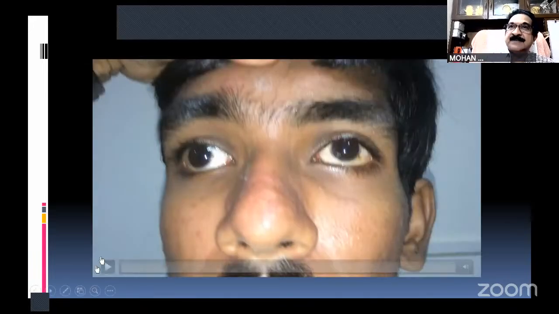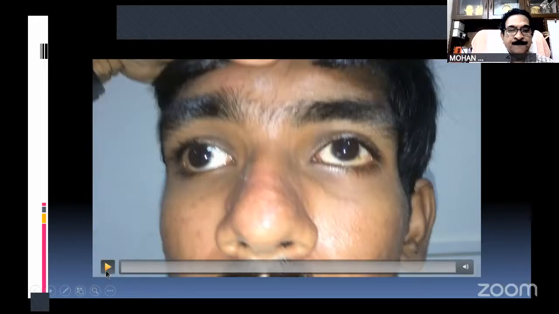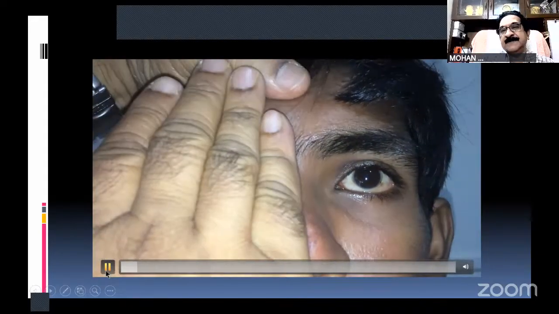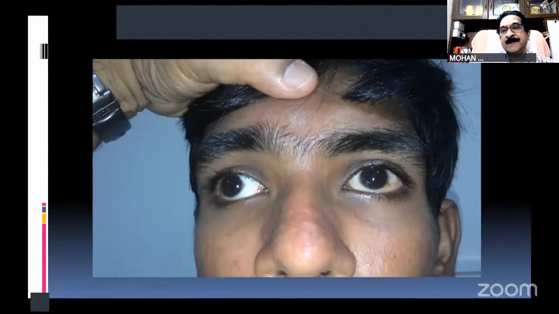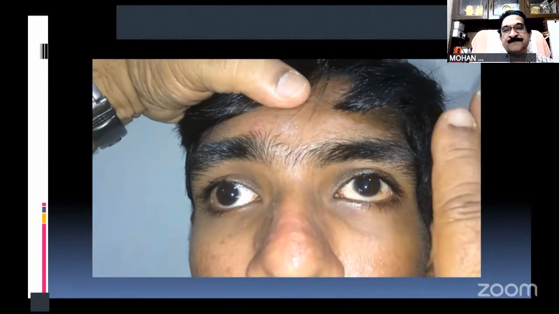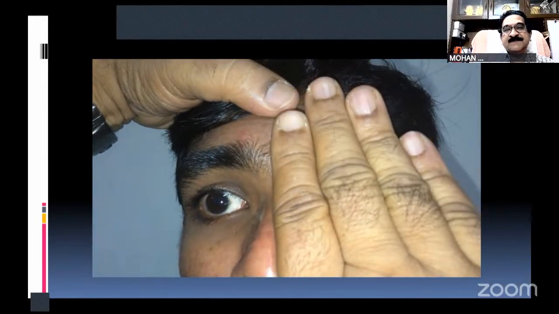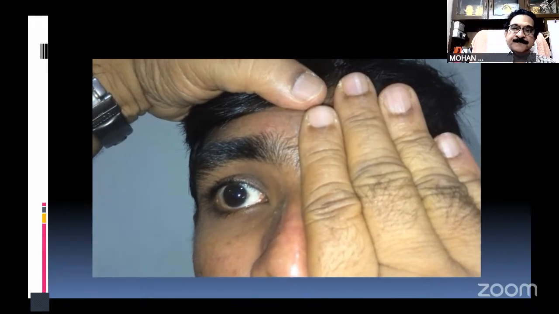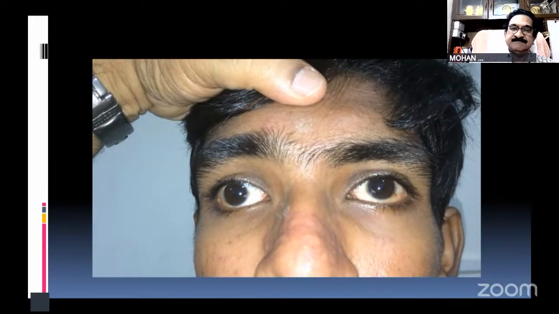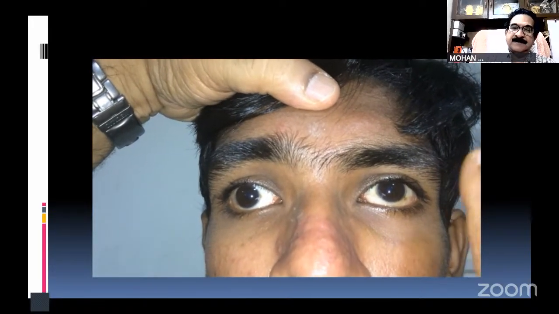It can be bilateral, it can be confined to only one eye, it can be asymmetrical also. This is another patient. There's no problem in closing the right eye, but closing the left eye, there is nystagmus in the right eye. It's called latent nystagmus. Focus on this eye, the right eye. Okay?